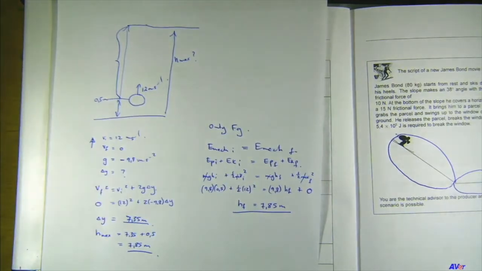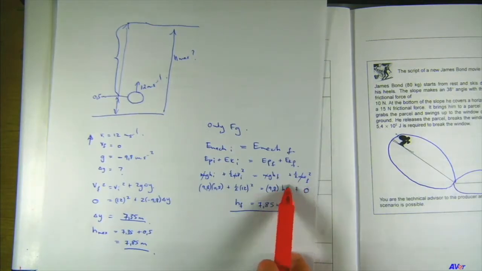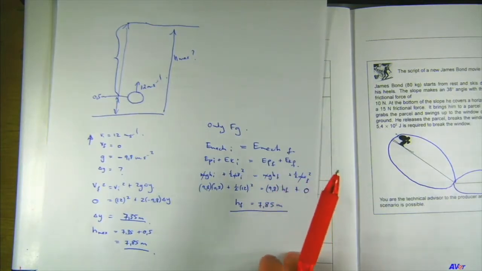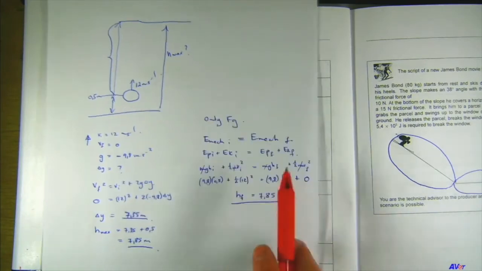Did you check that? Happy? And isn't this much easier, actually? You don't have to remember, oh, is g positive or negative? What is delta y? It's nice, huh?